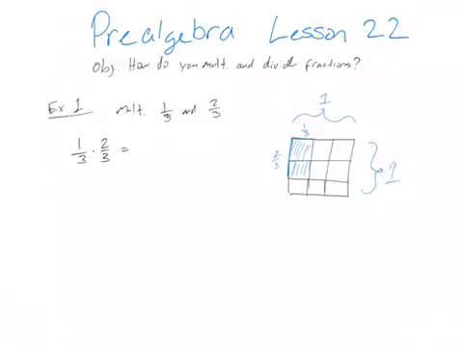Well, hello, Prealgebra students. This is lesson 22. Our objective is, how do you multiply and divide fractions? So the simple answer, I guess, to start with multiplication is you just multiply the top, multiply the bottom.